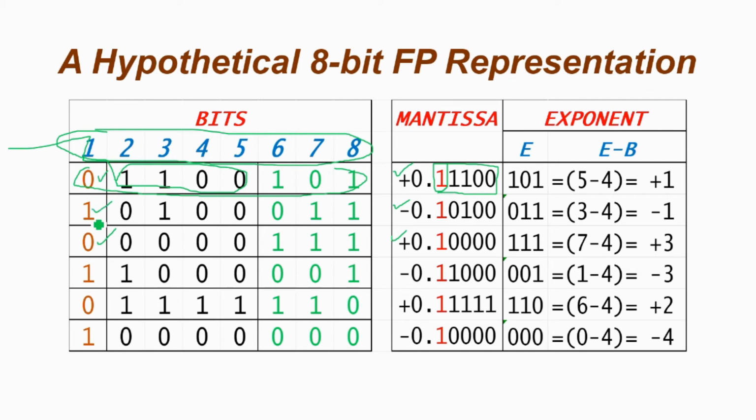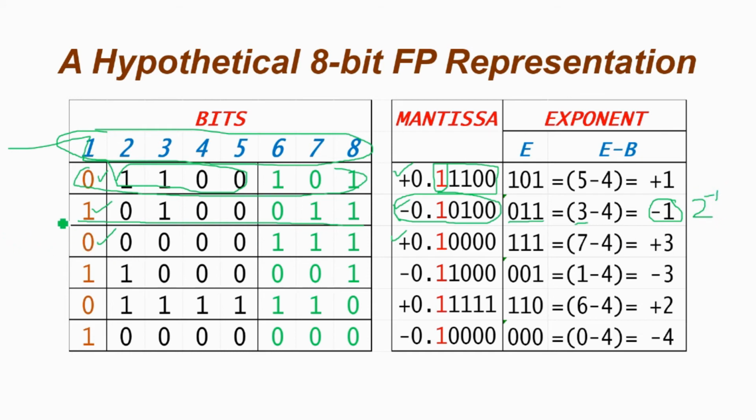Similarly, this bit pattern out here, the next bit pattern 1010011 represents a binary value of minus 0.101 into 2 raised to the power minus 1. You can see the exponent here is 011, which is 3, E is 3, B is 4, 3 minus 4 is minus 1. So this represents an exponent of minus 1 here.